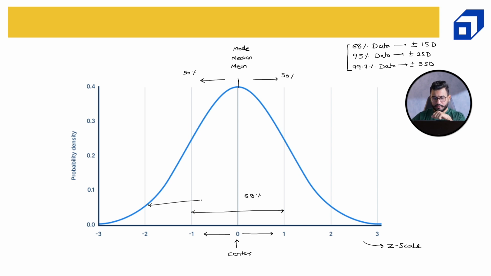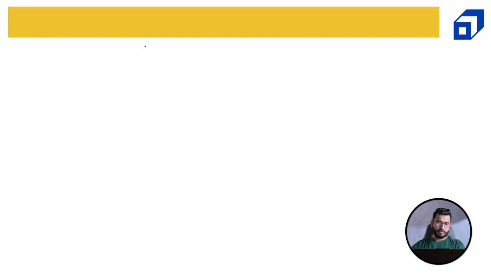Between these 2 points, I am having 95% of the data, and between these 2 points, from this point till this point, I am having 99.7% of the data. If you are not able to understand how I obtained this z-scale and what I am talking about, 68, 95, 99.7, let's try to understand it with a real example. First of all, let's try to understand the z-scale. So what is z-scale? For this, we have to jump into the topic of scaling.